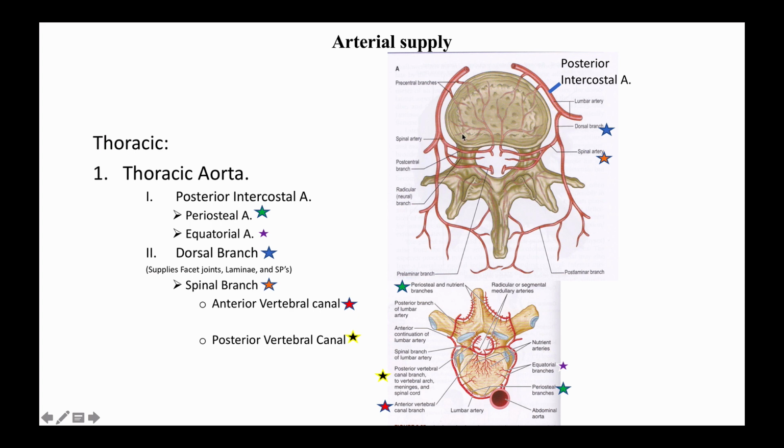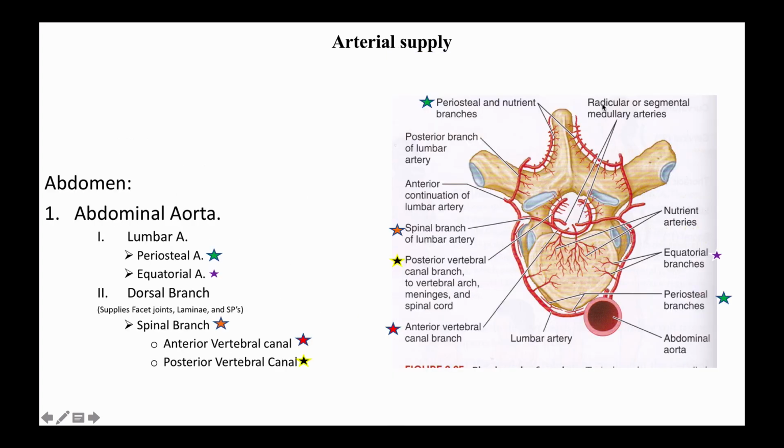Now this is a lumbar vertebra, and so you'll see that this is interchangeable. This says lumbar artery right there. If I come here into the abdomen, we've got our lumbar artery coming off of our abdominal aorta here. That will branch into a dorsal branch as well as the equatorial divisions. Here are our equatorial branches that are going to the vertebral body.